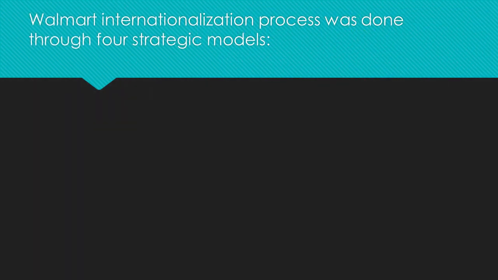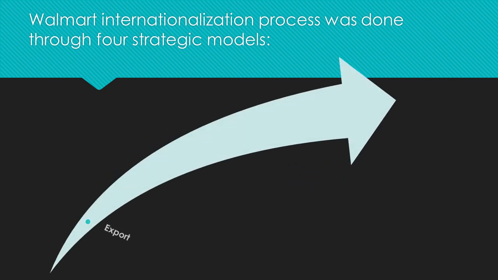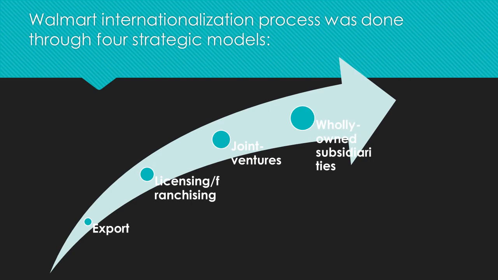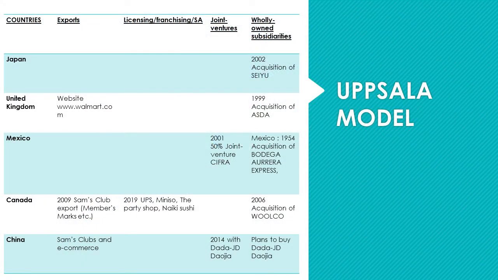Walmart's internationalization process was done through four strategic models. First of all, exports, then licensing and franchising, joint venture, and wholly owned acquisition. About the Uppsala model, in Japan, in 2002, Walmart made the acquisition of Seiyu. In the United Kingdom, Walmart makes exports through the website www.walmart.com, and in 1999, Walmart made the acquisition of Asda.